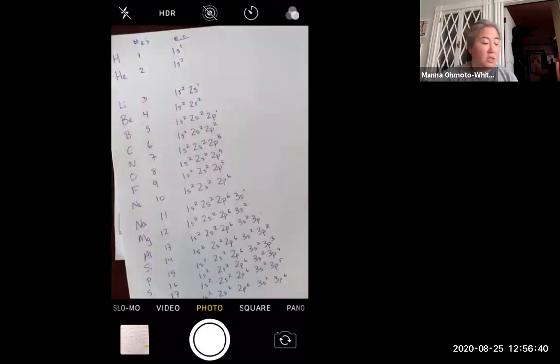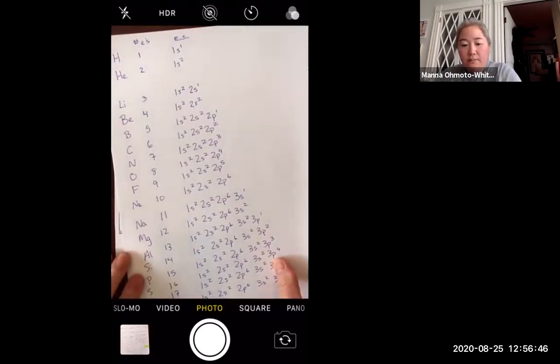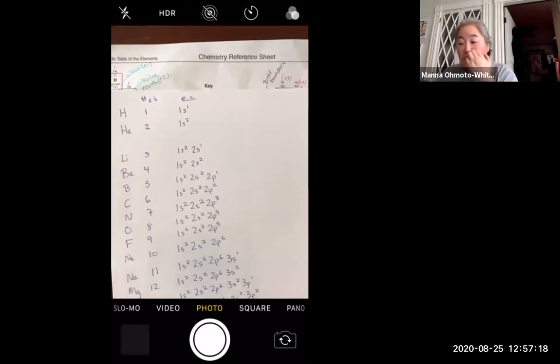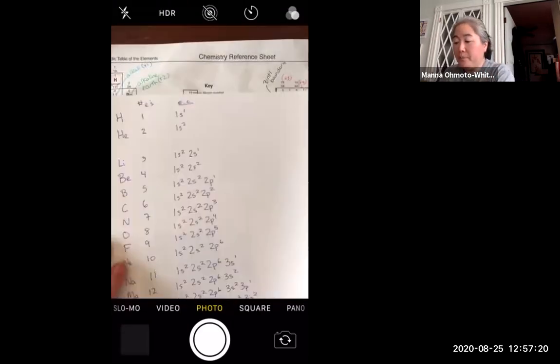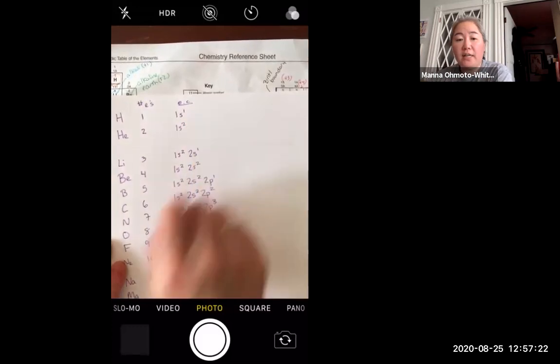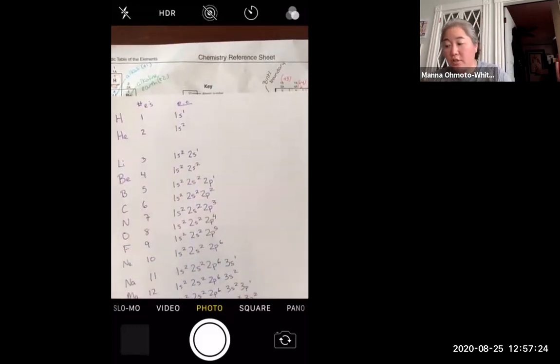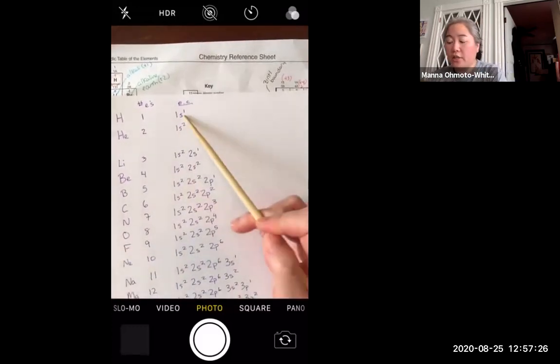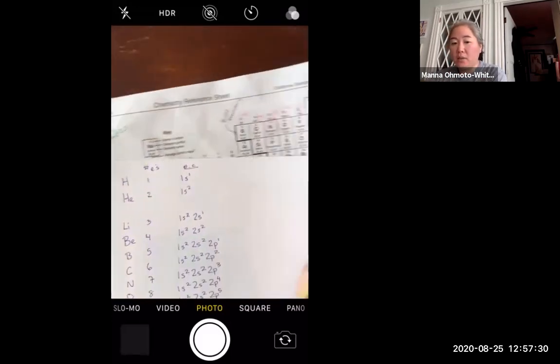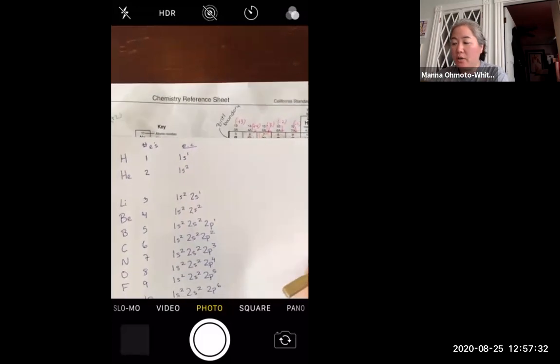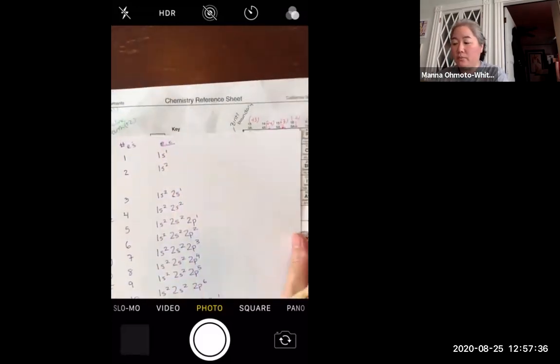Now is the time to start blowing your mind. All right, hydrogen and helium. So hydrogen and helium both have all of their electrons, the last electron, located in the first energy level. And if you look at your periodic table, hydrogen and helium are in the first row, and in fact, they are the only elements in that row.